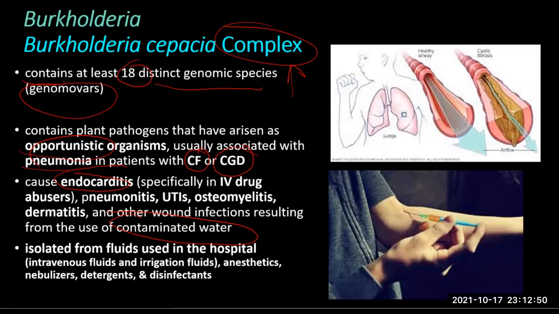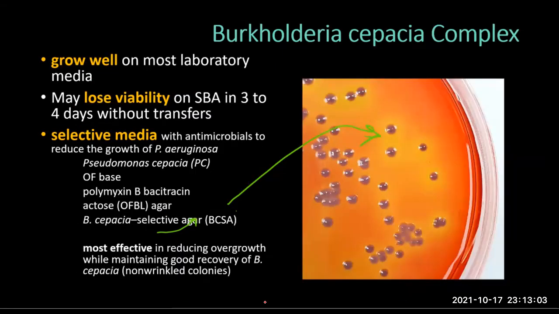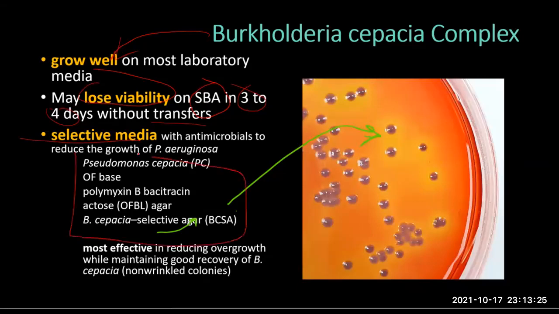Such organisms are isolated from fluids used in the hospital, like IV fluids and irrigation fluids, anesthetics, detergents, disinfectants, and nebulizers. They grow well on most lab media. However, they may lose viability on SBA in 3 to 4 days without transfers, and we can use selective media with antimicrobials to reduce the growth of P. aeruginosa. So we have the following selective media.